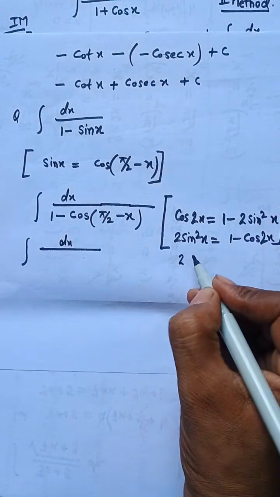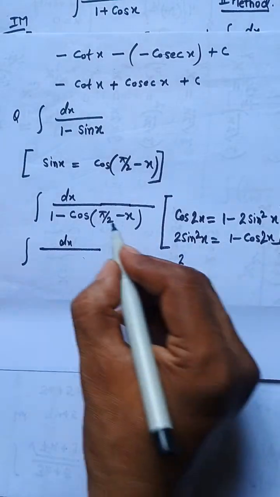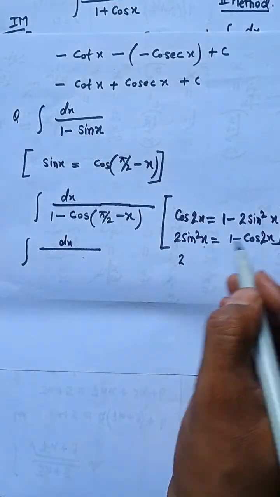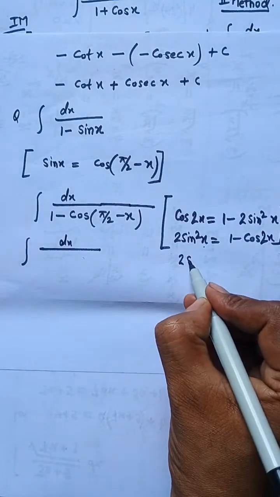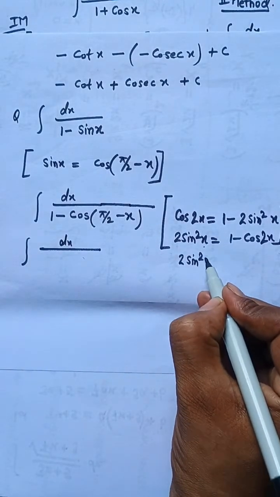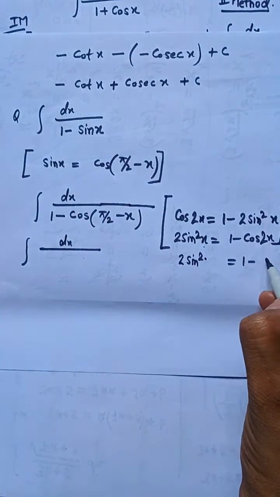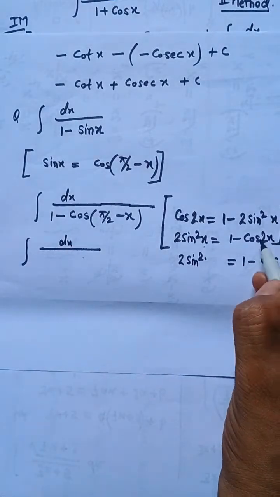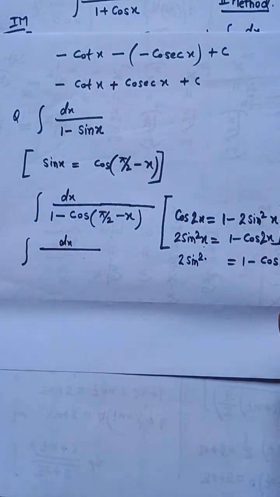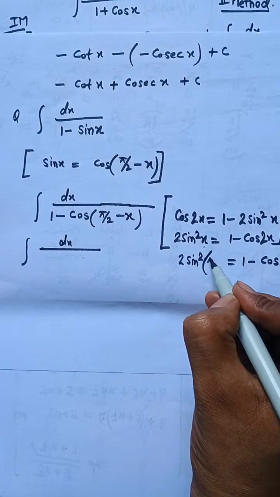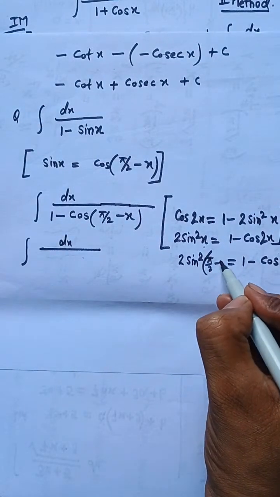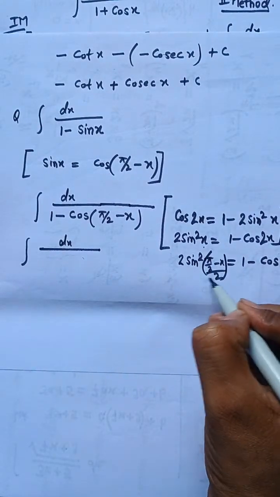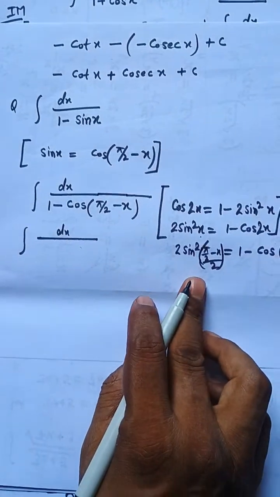So this x is just half of that. If I put 2 sin square, 1 minus cos, instead of 2x I can put cos pi by 2 minus x, so half of this, so it will be half of pi by 2 minus x.